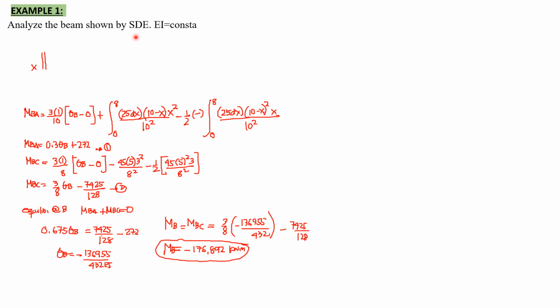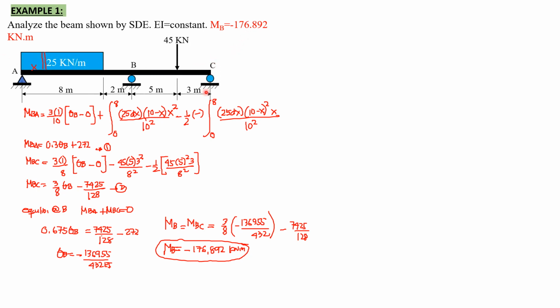Analyze the beam shown by slope deflection equations. EI is constant. Although I already solved this using the three moment equation, and this is the answer, let's verify using slope deflection equations that the answer is the same. So here is the given beam.